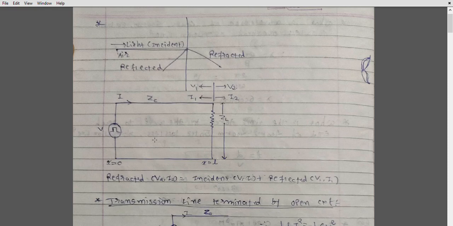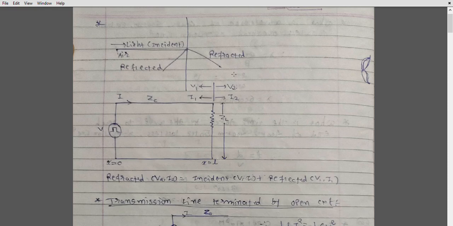Here is a simple circuit shown in the figure, where V is the voltage source, ZC is the natural impedance or surge impedance of the transmission line, and ZL is the load connected at the receiving end. We are supplying voltage V, which is the incident wave. The incident voltage wave is given by capital V, the reflected voltage wave by V1, and the refracted voltage by V2. Similarly, I is the incident current, I1 is the reflected current, and I2 is the refracted current.